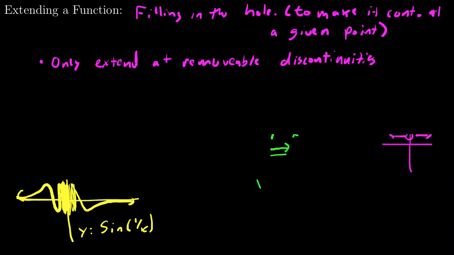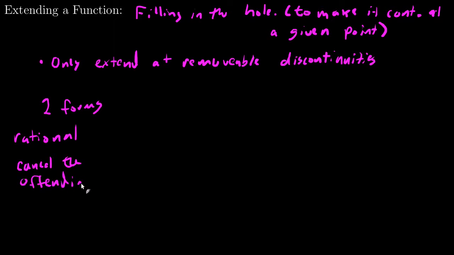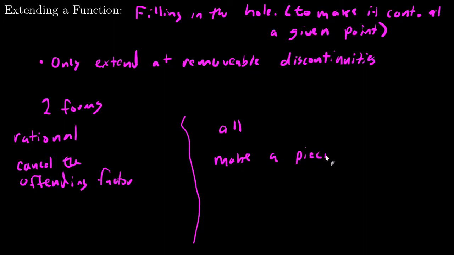So only for removable discontinuities, and there are 2 forms that I can take it in. If I have a rational function, I have an option to just cancel the offending factor, and bam, there's your answer. That only works for rational functions. For all functions we are extending, we can make a piecewise function.